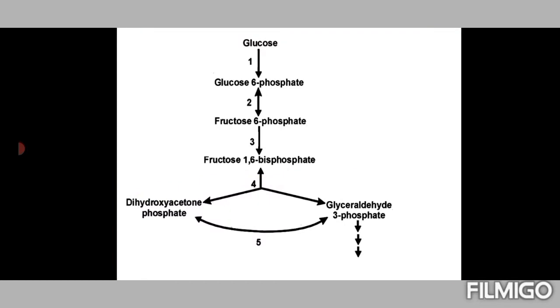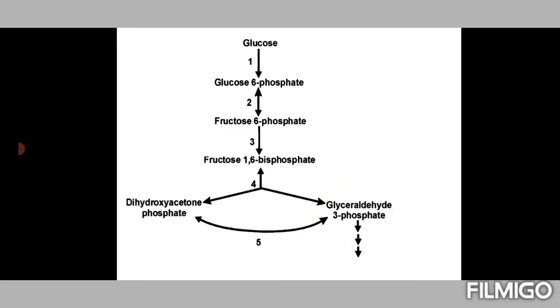Now, as you know, this is the first part of glycolysis, or the preparatory phase of glycolysis. It starts with the glucose and it goes through glyceraldehyde 3-phosphate. We know that this will continue and give pyruvic acid finally. But here, there are three substrates: glucose 6-phosphate, fructose 1,6-bisphosphate, and glyceraldehyde 3-phosphate.